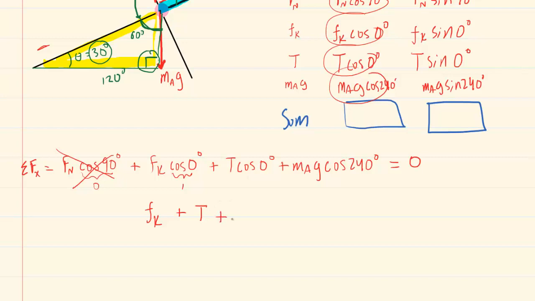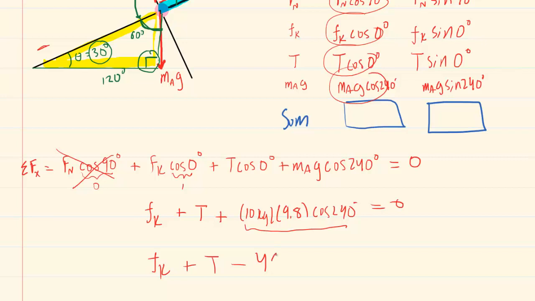And then you have the mass of block A, which was 10 kilograms, multiplied by g, which is 9.8, multiplied by the cosine of 240. You could pick up your calculator and punch all of that in right there. So 10 times 9.8 times the cosine of 240 is negative 49. So you have Fk plus T minus 49 newtons equals 0.